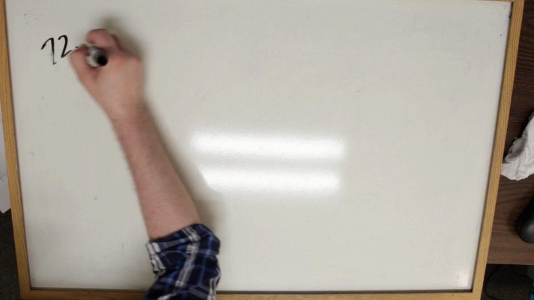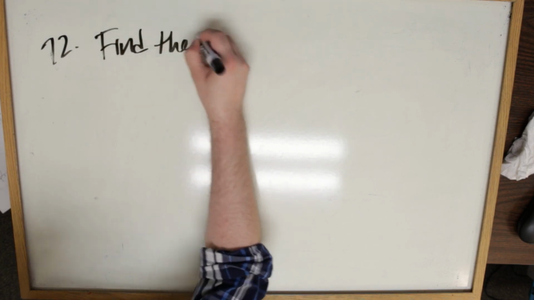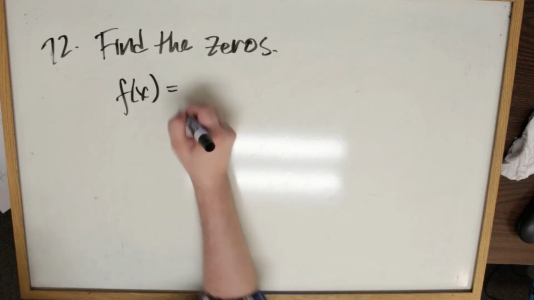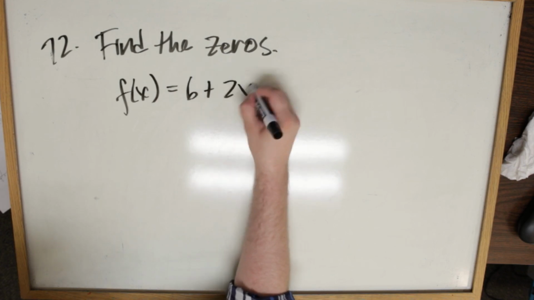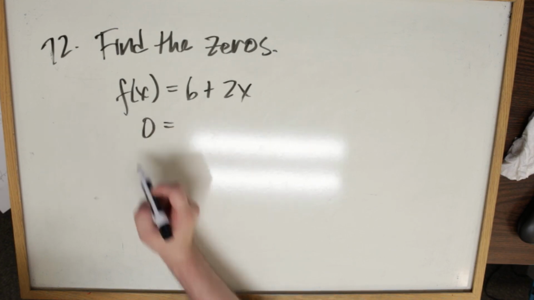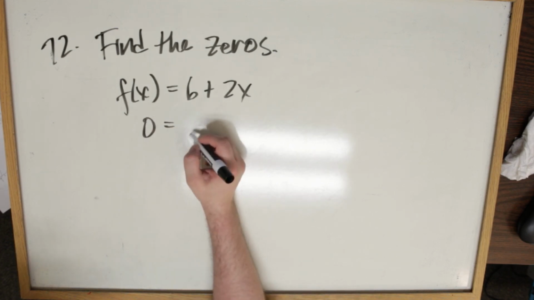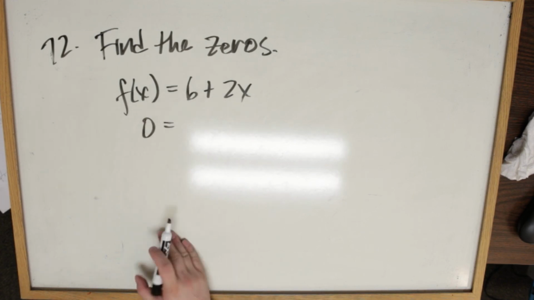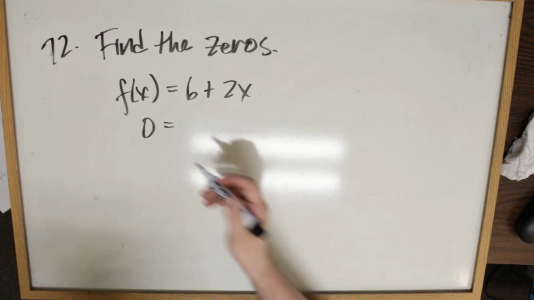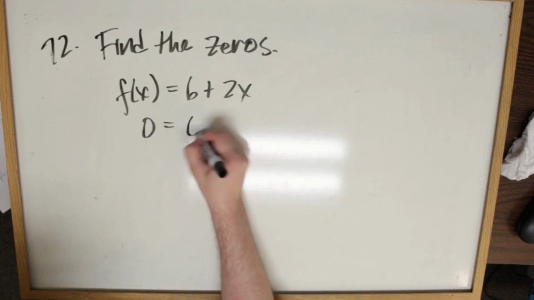Oh, yeah, okay, so 72 is saying find the zeros, okay? 72, find the zeros. F of x is equal to 6 plus 2x. 0 is equal to... So what we're doing is we're going to set this guy equal to 0, okay? When we're finding the zeros, we're setting what's on the other side of the equal sign equal to 0. That's kind of what we were doing earlier, when I was saying, set this thing equal to 0. If it's 0, then you know that it works, right? Same idea. We're setting this thing equal to 0, and then we're just going to solve.